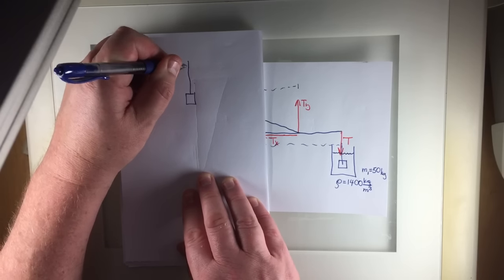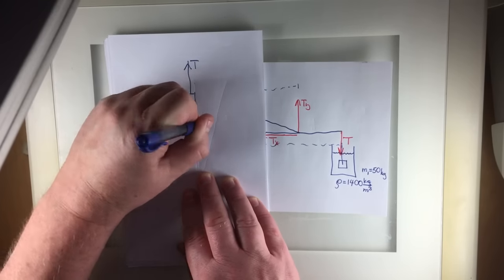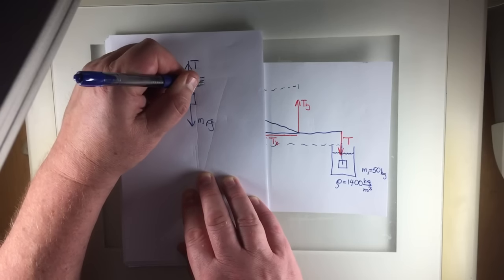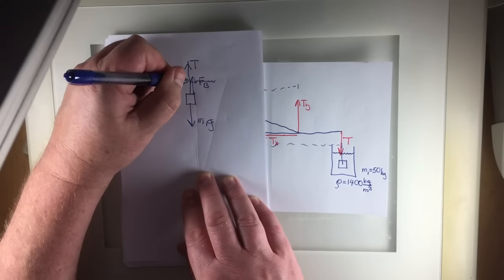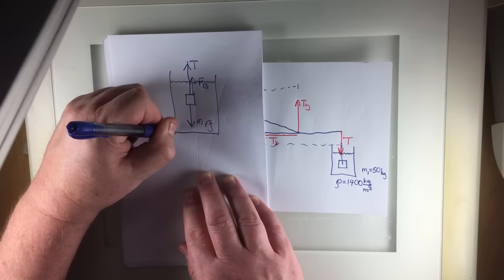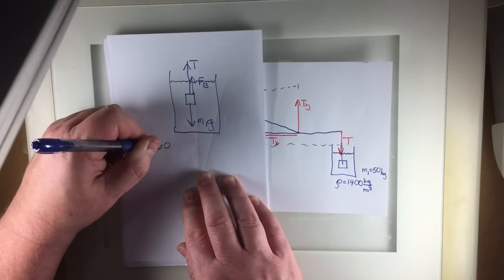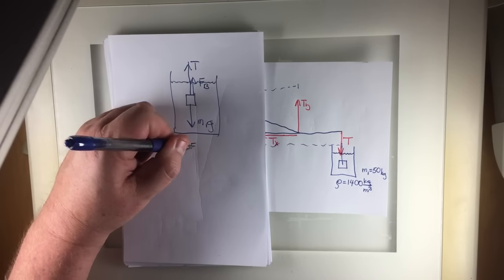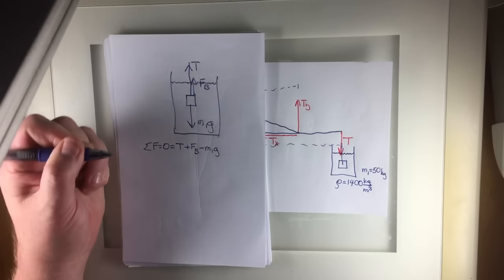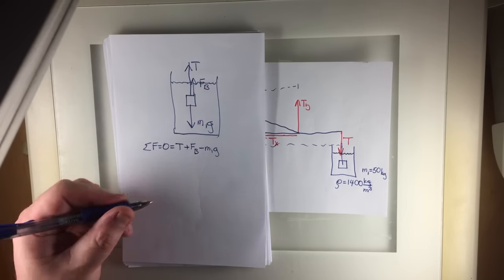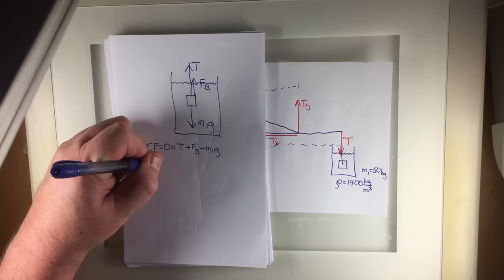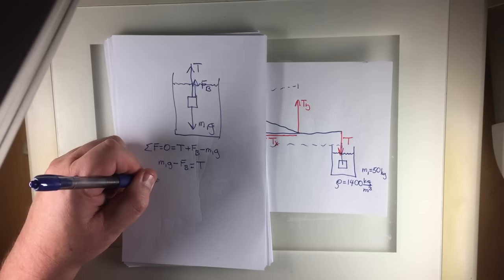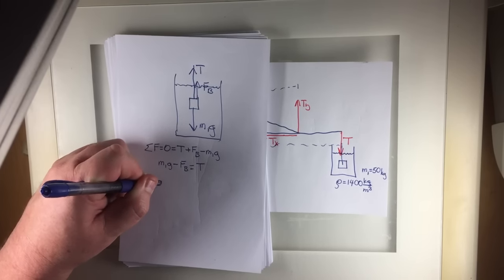So there's my object, there's my tension, there's my M1G down. There is also a buoyant force up because it's completely submerged. Now the sum of the forces is equal to 0. This thing isn't popping up or going down. So T plus buoyant force minus M1G, that gives you everything that you need to know. So M1G minus buoyant force is equal to tension. M1G, 50. Well, actually, I'm going to write one more layer of algebra.